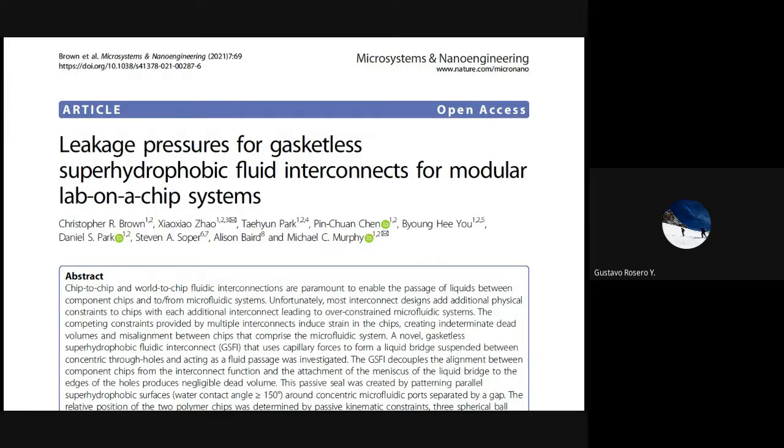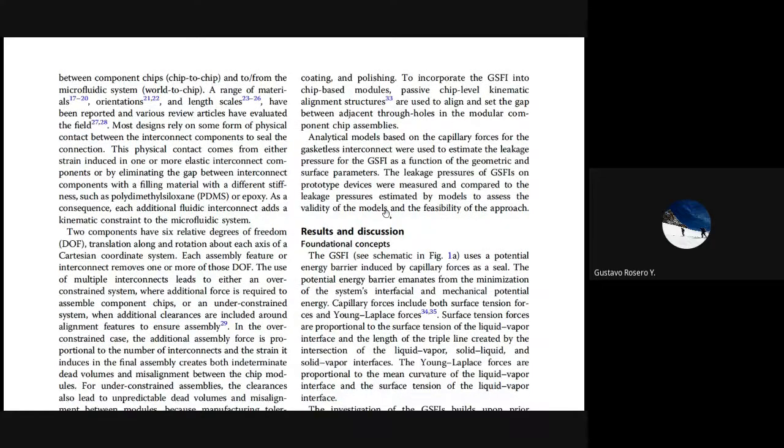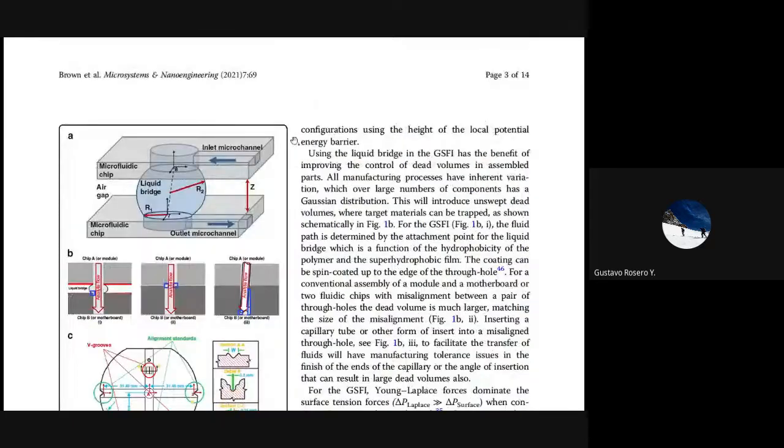In this occasion, I'm going to talk about leakage pressure for gas-less super hydrophobic fluids interaction for model of low energy systems. This paper is about how the authors measure or characterize the behavior of the pressures inside one microfluidic device using a different approach, because most of the forces involved are, for example, capillary forces inside of this microfluidic device.